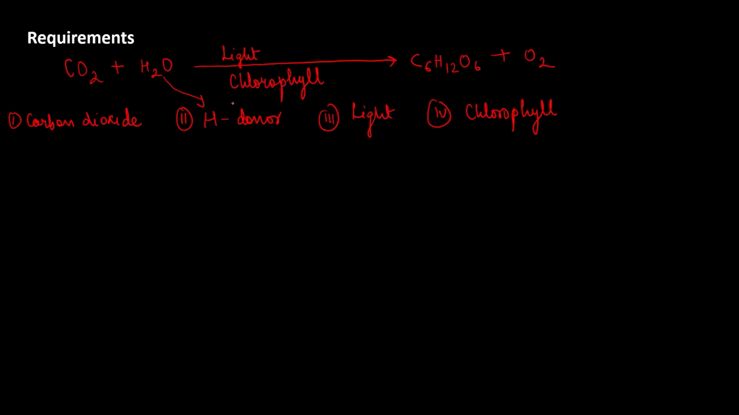Okay. Now, what I said is that the hydrogen donor is one of the important components of photosynthesis. But this hydrogen donor need not be water all the time. And based on this, photosynthesis is also of two types. So let's talk about the types of photosynthesis. This type is based on the type of hydrogen donor, or based on the byproduct formed.